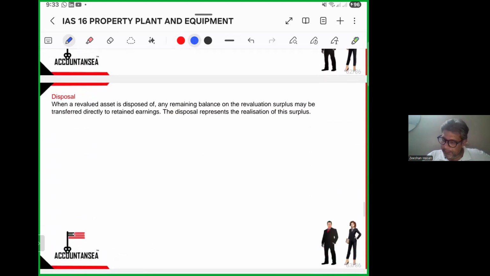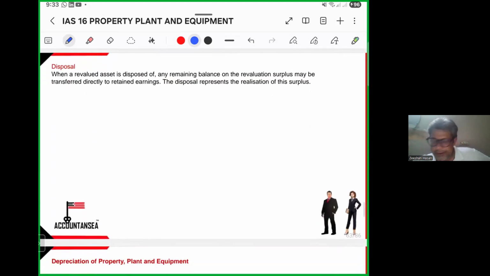When a revalued asset is disposed of, any remaining balance on the revaluation surplus may be transferred directly to retained earnings. The disposal represents the realization of this surplus.